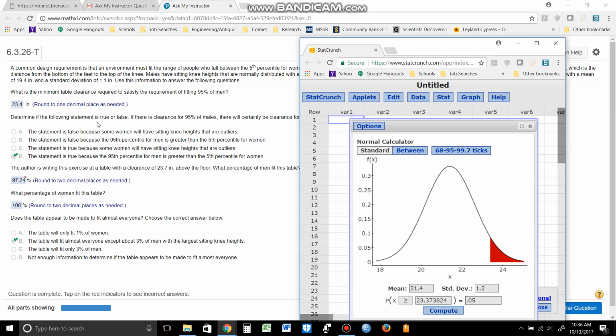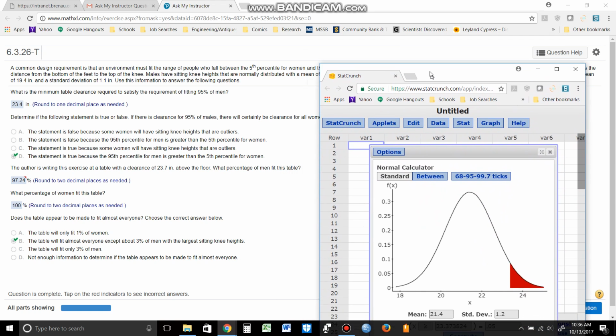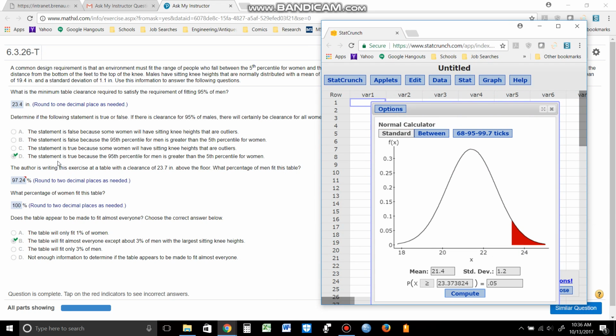Determine if the following statement is true or false. If there is a clearance of 95% of the males, there will certainly be a clearance for all women in the bottom 5%. Okay, well, the statement is true, okay, because the 95th percentile for men is greater than the 5th percentile for women.